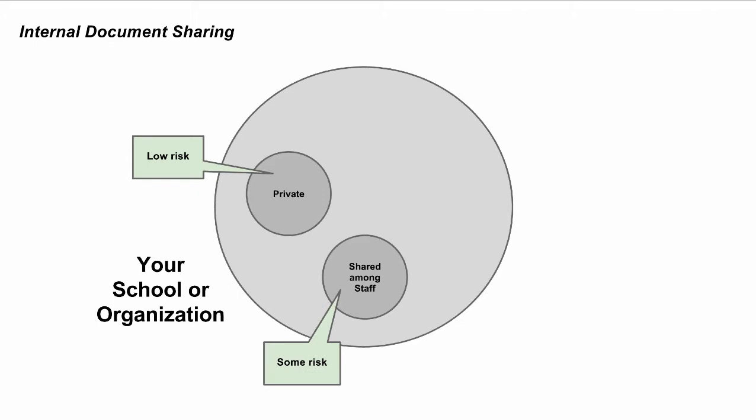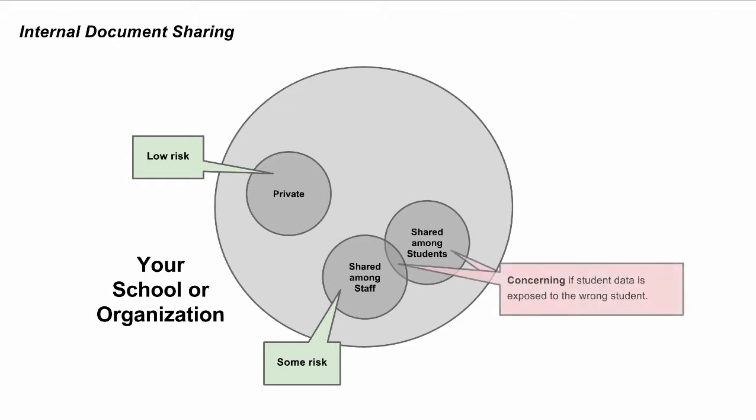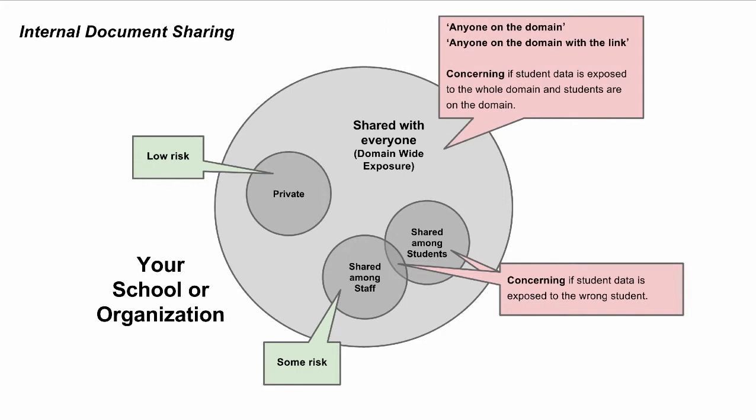If your school has distributed Google Apps accounts to students, some of the documents on your domain are shared among students or between staff and students. These documents become concerning if student data is inadvertently shared with the wrong student. Another portion of documents are accessible to the entire domain. These are documents set visible to anyone on the domain or anyone on the domain with the link. If student accounts are in use, these documents are significantly concerning because they will be accessible to all students.